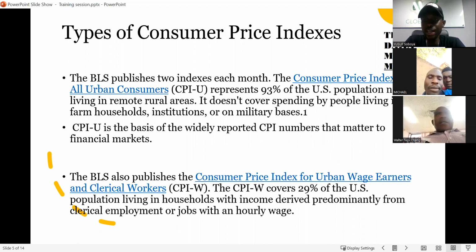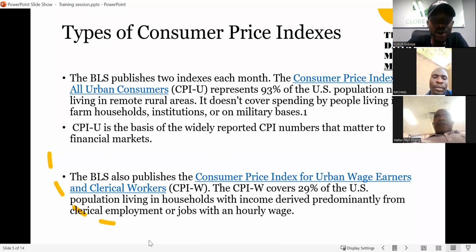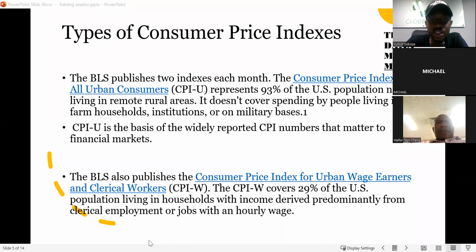All right. So what are the types of consumer price index that we can get in the market? Anyone? Any type of consumer price index that we think we get in a market? Hey, welcome, Kolani.